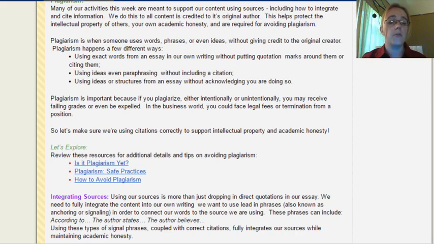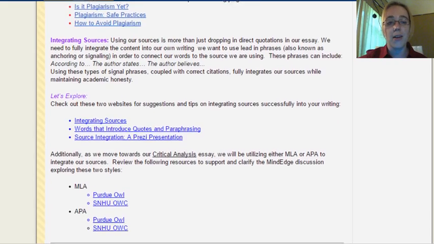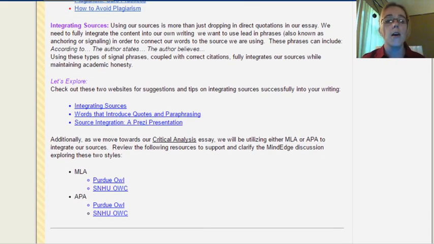Post on the discussion forums, or you can even contact the SNHU Online Writing Center, and they can support you with that as well. And again, under Let's Explore, there are some really cool resources in here to indicate how much you can paraphrase before it's plagiarism, what some safe practices are, and some activities to practice not plagiarizing. And MindEdge as well has a bunch of activities this week to support not plagiarizing. Okay, so essentially the key thing about plagiarism is make sure you're using your citations.